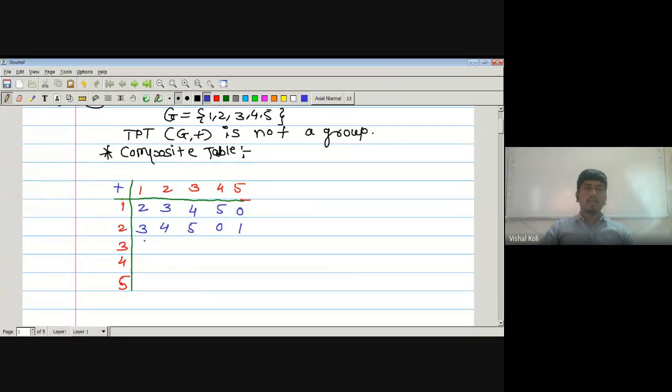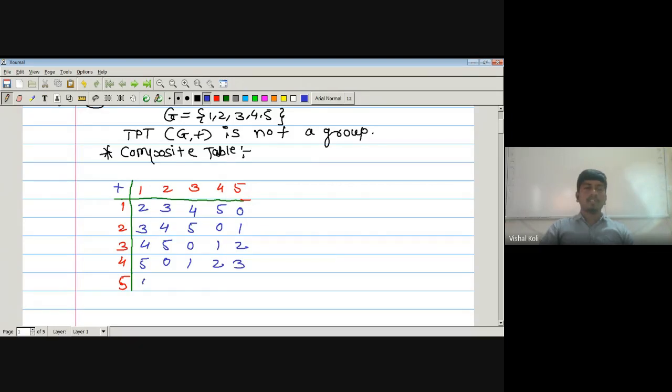3 plus 1, 4. 3 plus 2, 5. 3 plus 3, 6, its value 0. 3 plus 4, 7, which is 1. 3 plus 5, 8, and 8 divided by 6, remainder is 2. 4 plus 1, 5. 4 plus 2, 6, it's 0. 4 plus 3, 7, 1. 4 plus 4, 8, which is 2. 4 plus 5, 9, its value is 3.